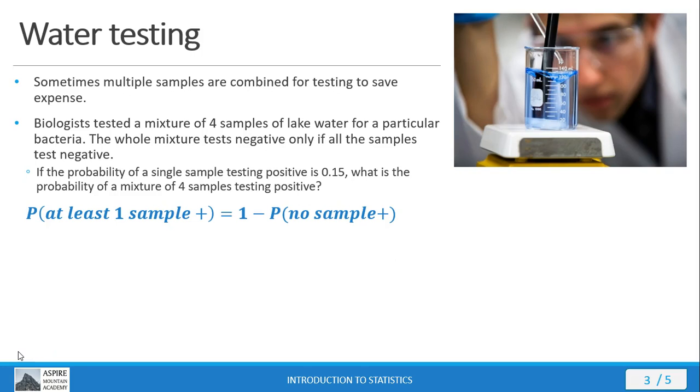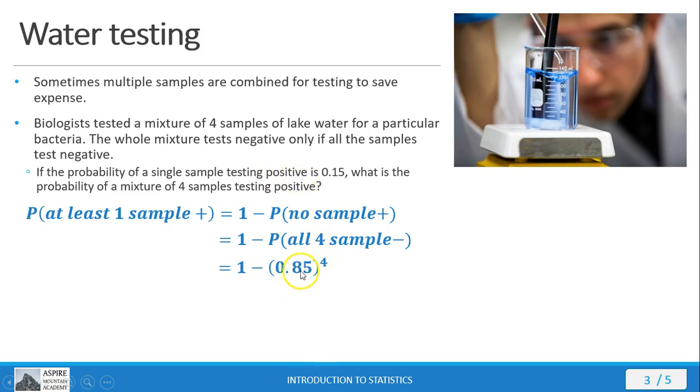Well, the probability of at least one is 1 minus the probability of none. The probability that none of the samples test positive is the same as the probability of all 4 of the samples in the mixture testing negative. And the probability that the 4 samples test negative is just going to be 0.85 raised to the 4th power. 0.85 comes from 1 minus 0.15. This is the probability that the sample tests positive.